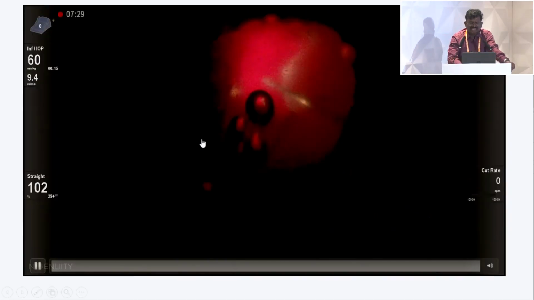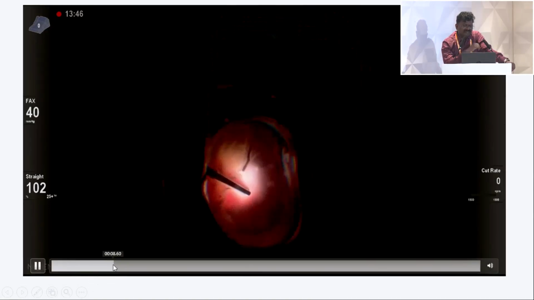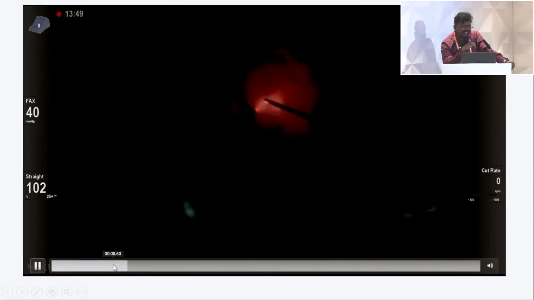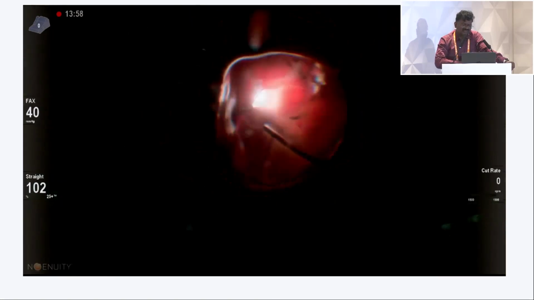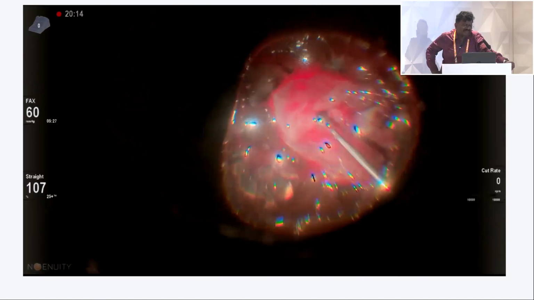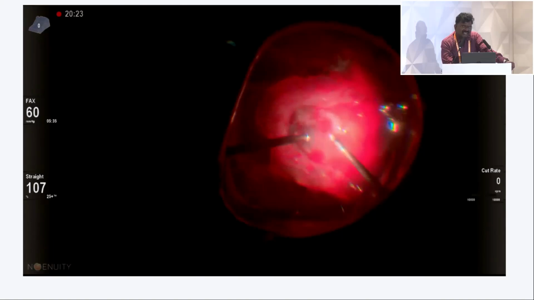And this is another case with closed globe injury with vitreous hemorrhage. Blood is another important thing which leads to proliferation of membranes. So in this case, again, most of these cases are single-eyed. You can see a completely crumpled retina.